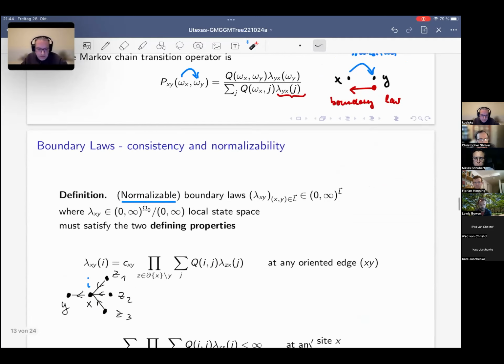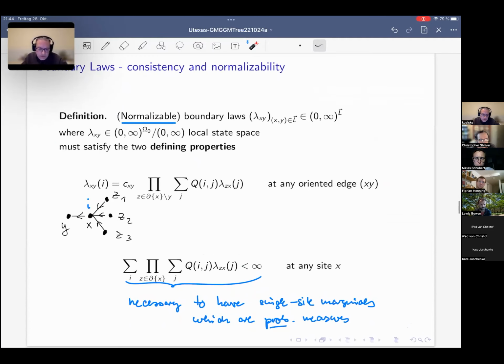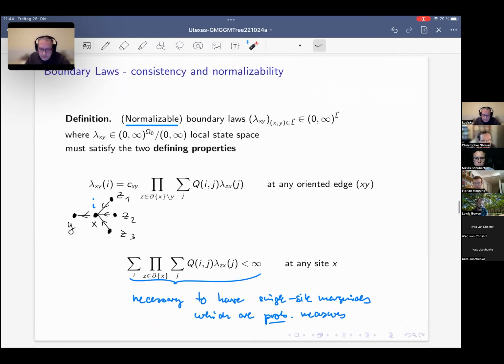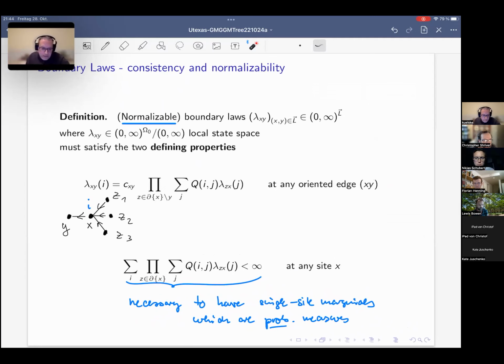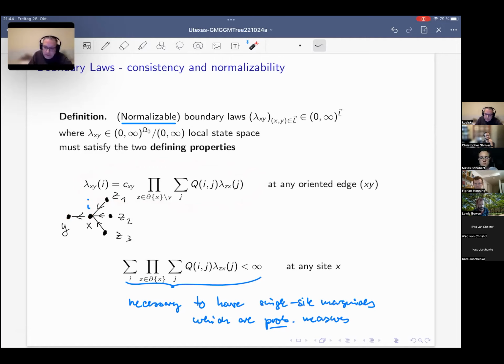Okay, and now what is the boundary law equations? So that's sort of the tree recursion that, also people from physics have written down, but let's say in proper ways here. So the boundary law has to satisfy the following equation. Here we are looking at an oriented edge going from x to y, and so the boundary law takes a value I in the local state space, in Z, let's say. And then you say it is a boundary law for this interaction Q if it satisfies this equation.